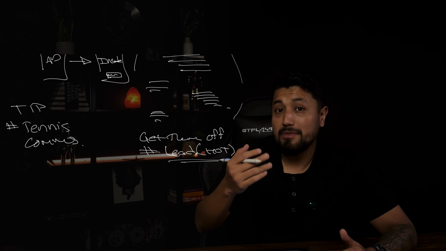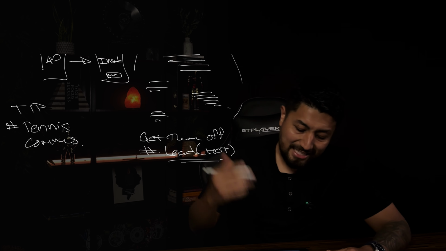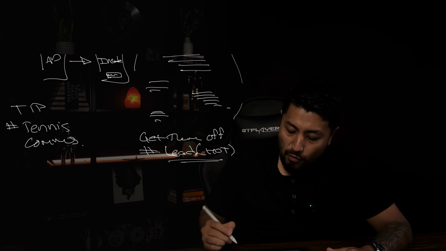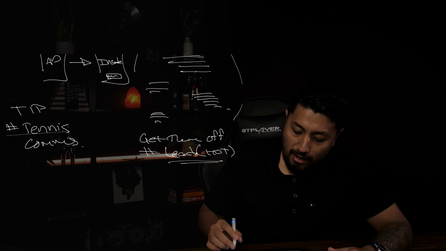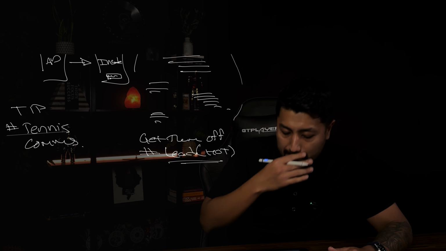So remember, in tennis, what happens? The ball's going back and forth, back and forth. The exact same thing that you want to do. And then you just want to get them off the DMs, get their phone number.